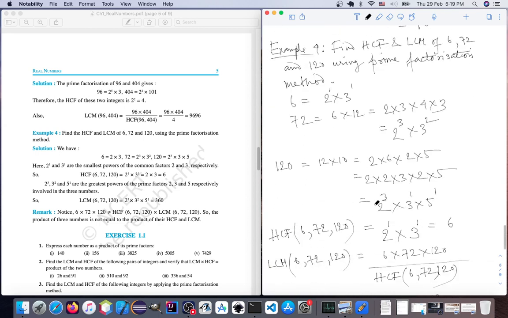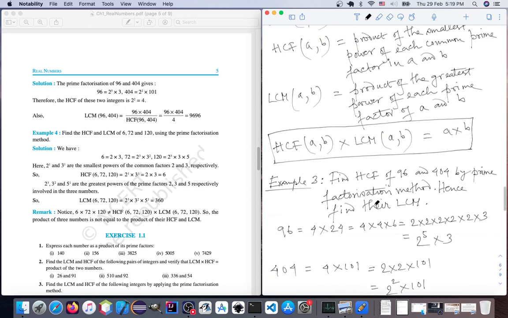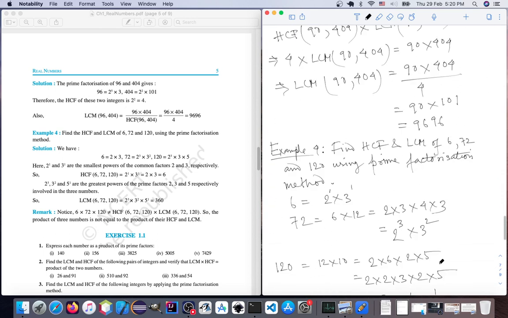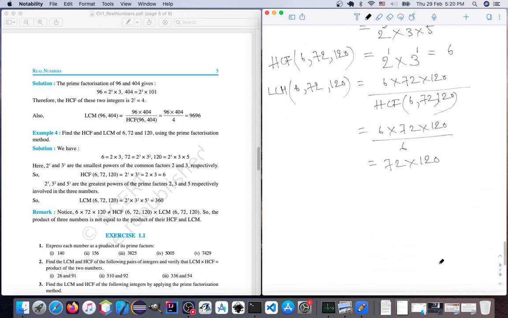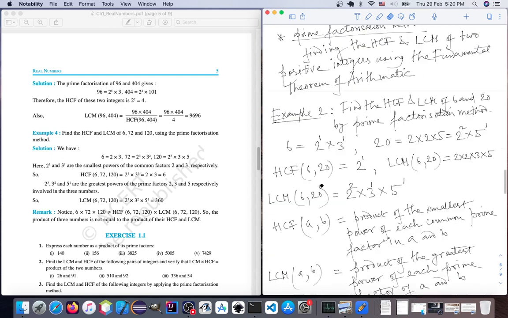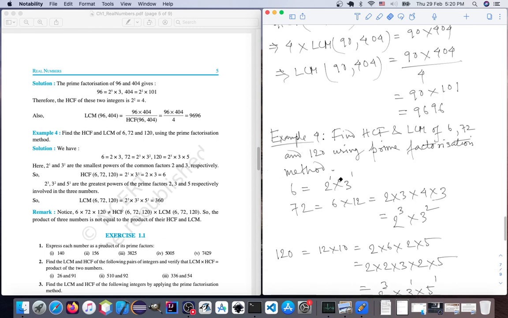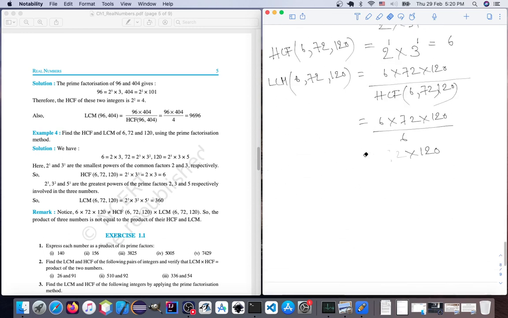So we have to go by the proper definition of LCM, which is the product of the greatest power of each prime factor. So I was proceeding in a wrong way. This is an important concept. You should remember that this boxed formula only works for two positive integers, not for more than two positive integers. Okay. So this is wrong.